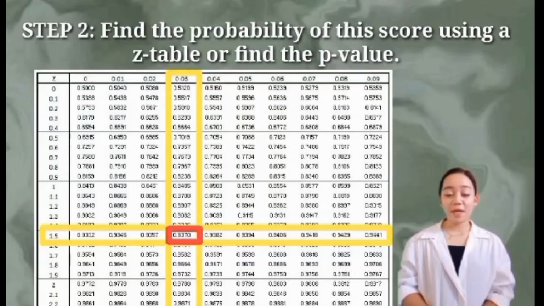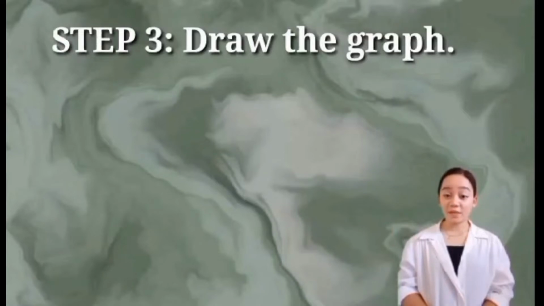Step 2. Find the probability of this score using a z-table or find the p-value. We will use the positive z-table since our z-score is also positive. As you can see on the screen, the p-value of 1.53 is 0.9370 in the z-table. And now the final step is to draw the graph.